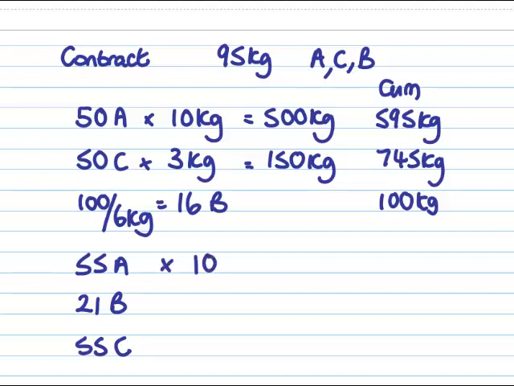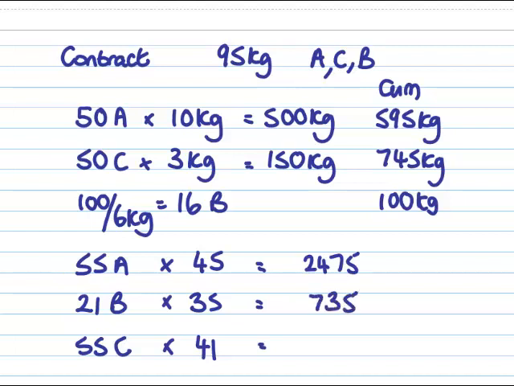And multiplying these out by their contribution, that would give us totals of 2475, 735, and 2255. So in total, that all comes to $5465, which is lower than the contribution that we got before, which was $5755. So you can see that doing it this way gives you a lower contribution. So always remember to work out your contribution per unit of scarce resource.